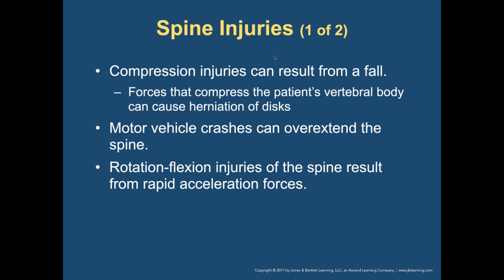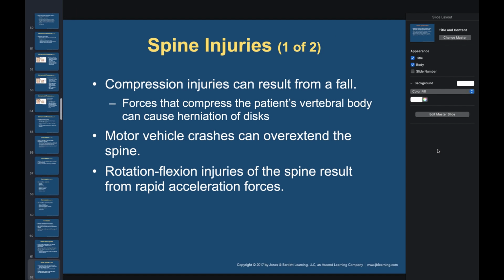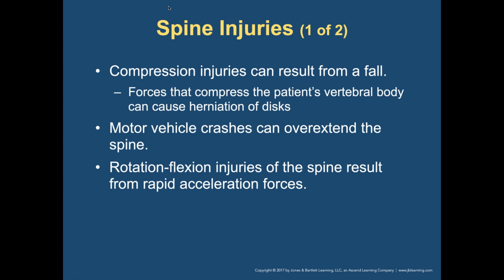Forces that compress the patient's vertebral body can cause herniation of discs, subsequent compression on the spinal cord and the nerve roots, and fragmentation onto the spinal cord or spinal canal. So if you have a kid, for example, that falls off the roof because they were climbing up there, they fall down, and they're trying to land on their feet because they know that that's going to be less damaging. They think that landing on their feet is going to be better than landing on their head, which is accurate. That's true. But it doesn't mean they're not going to have injuries.